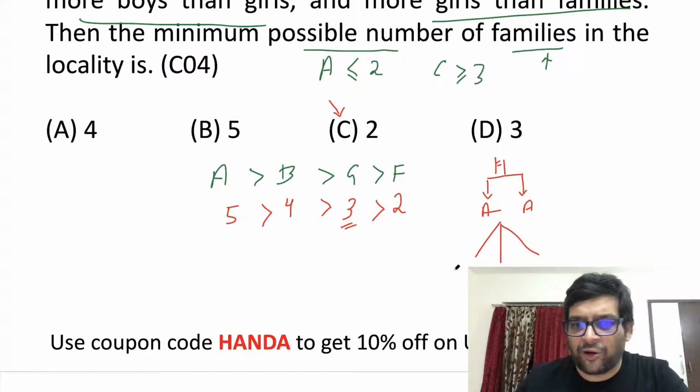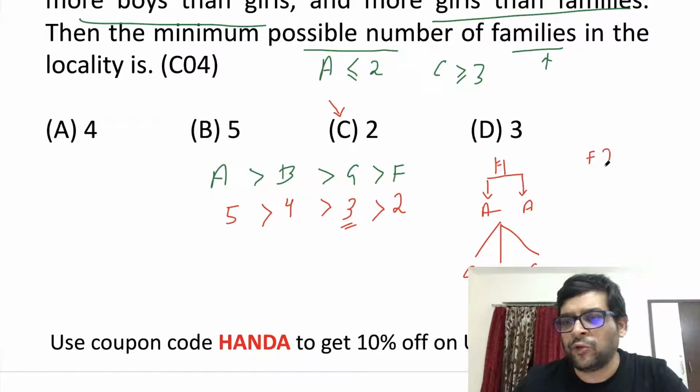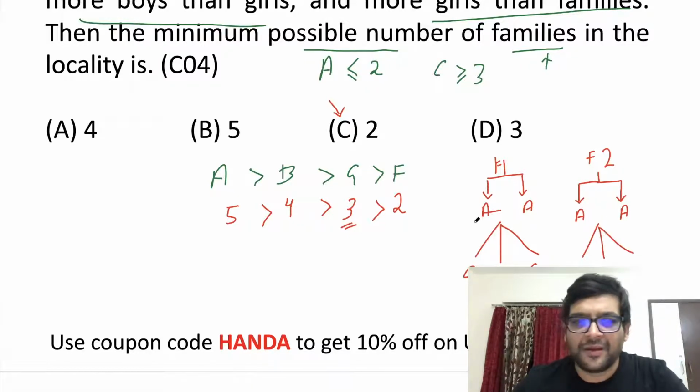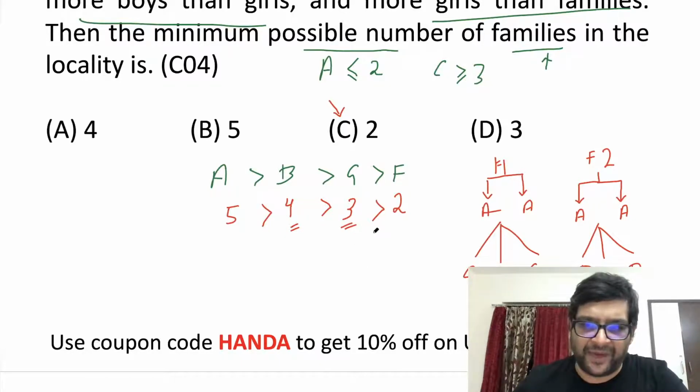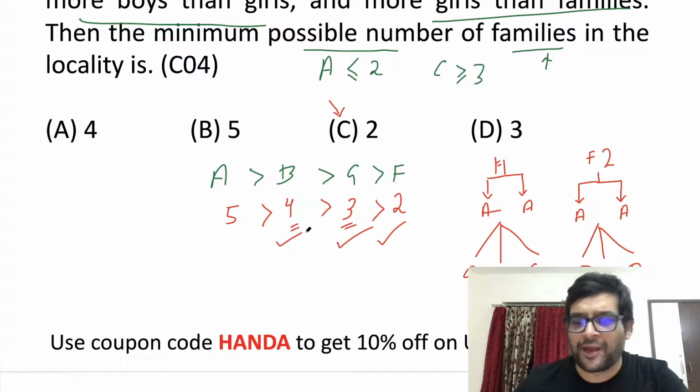So let me make all 3 of them girls. Family 1 has 3 girls. Then family number 2 also needs a minimum of 2 adults, maximum of 2 adults. So let me allocate those 2 adults here. That also needs a minimum of 3 children, so let me make that 3 boys. Now, I've taken care of 2 families. This fits. I've taken care of 3 girls. That fits. I have 4 boys.